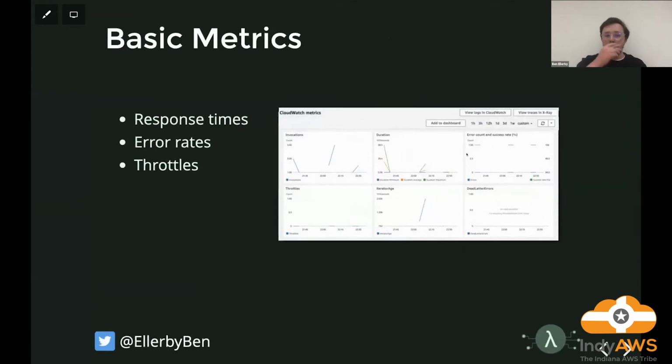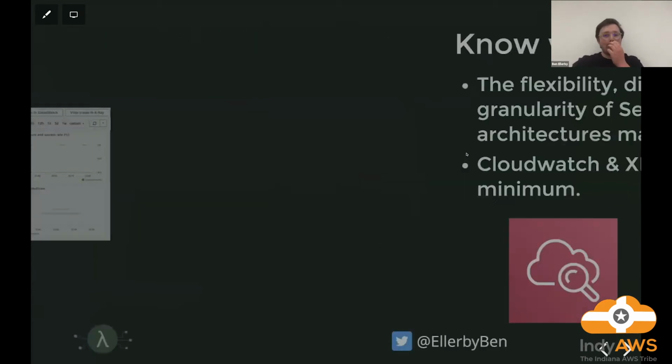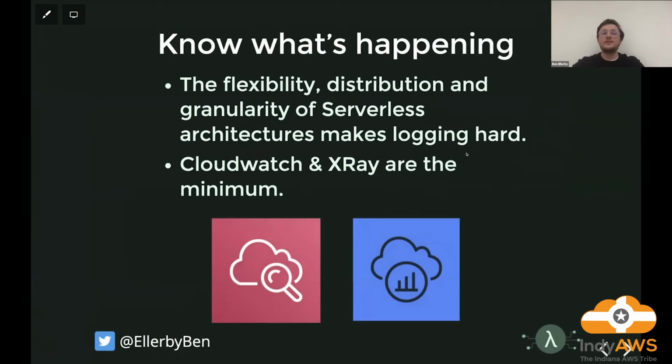Secondly, metrics. We need to know what's happening before we try and shoot traffic at things. If we look at AWS Lambda through CloudWatch metrics, you're typically going to start looking at the response times, the error rates, and the throttles. Outside of that, with serverless, typically we get quite a distributed architecture, which makes understanding and observability quite complex.